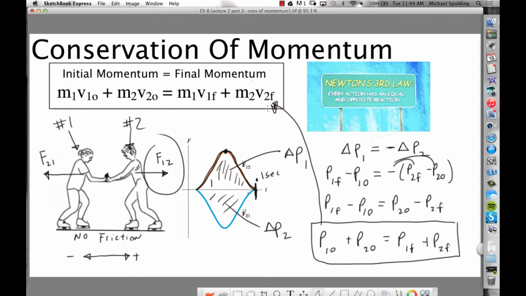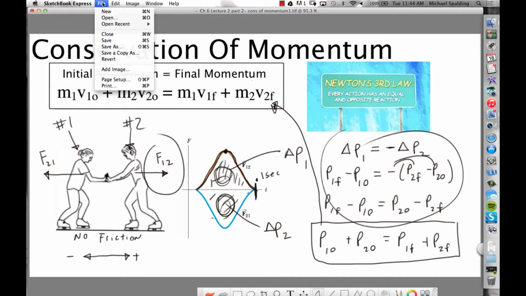So when two objects collide or explode apart, the force on each object is the same, and the time of contact, the time that the force acts for, is the same. So when you calculate the areas under these graphs, the area is the change of momentum. The changes of momentum are equal and opposite to each other. And then you can do this. Okay, so let's get to an example here.